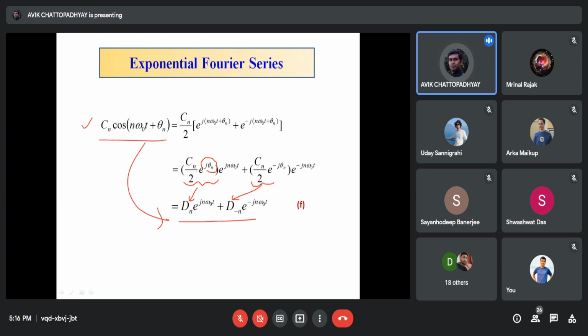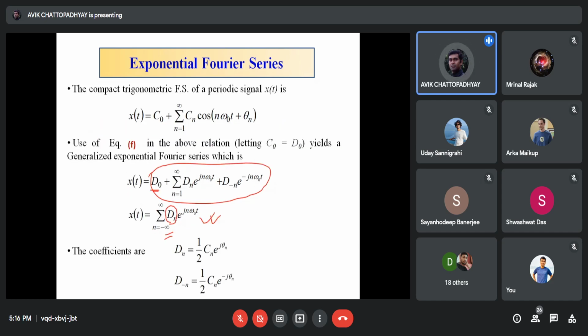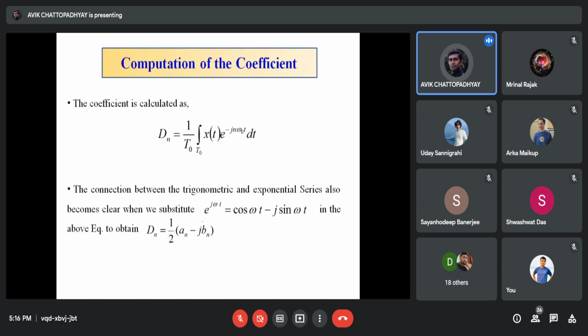So dn means actually cn by 2 e to the power j theta. We have written this coefficient as dn, or what we were calling ak, the same thing: half cn e to the power j theta n, and cn e to the power j minus theta n when it is minus. So these two actually indicate why it is a complex term. That's the indication, and this has to be kept in mind. And we also know how to calculate ak.